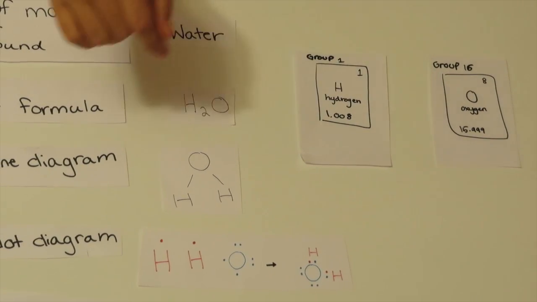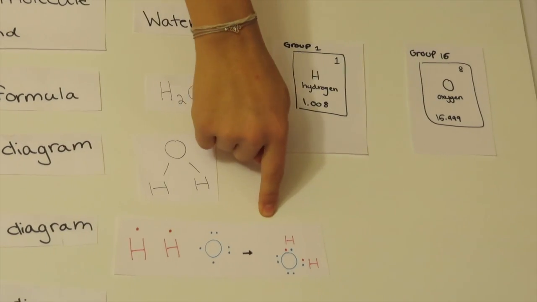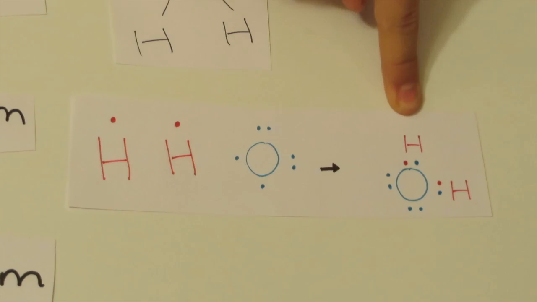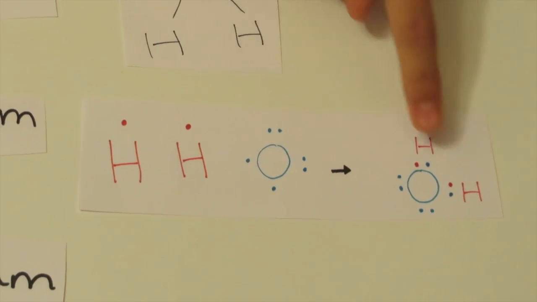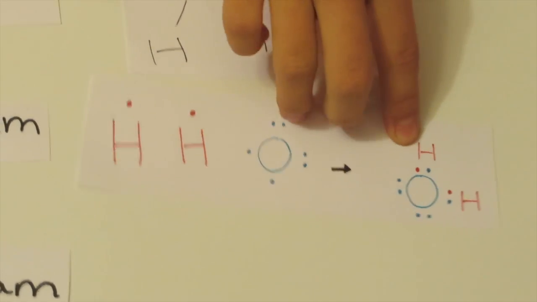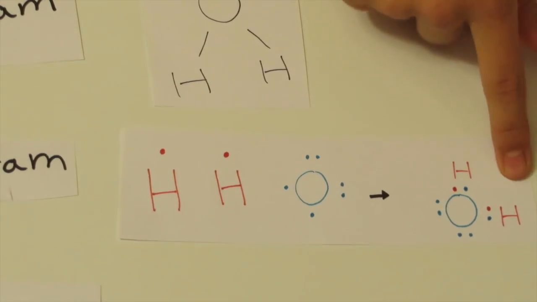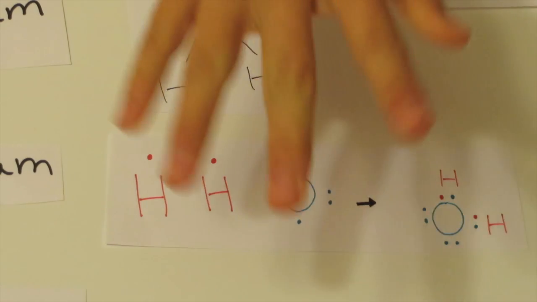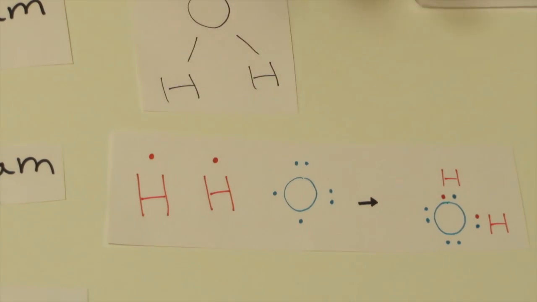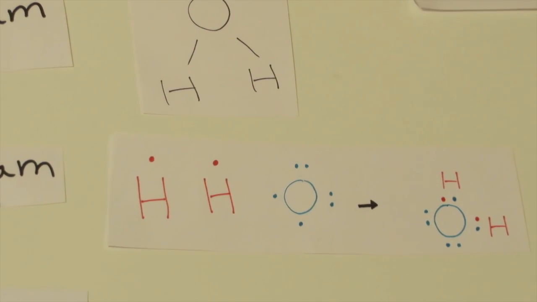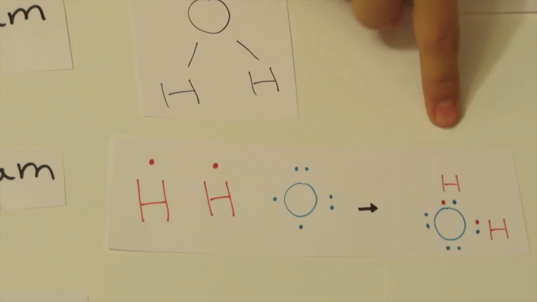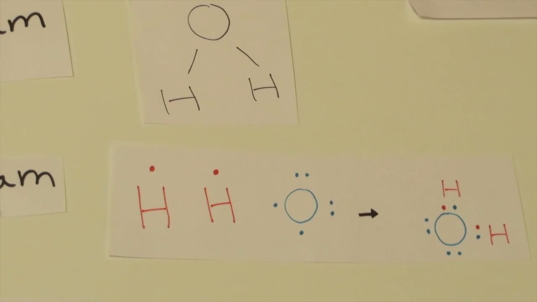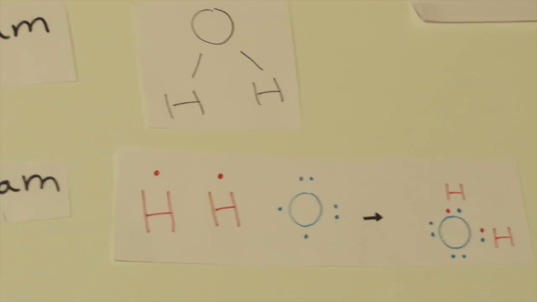6 valence electrons. When they combine, the hydrogens share their electron with the oxygen, and the other hydrogen shares their electron with the oxygen, which makes the oxygen have 8 valence electrons, so the oxygen is happy, and each hydrogen has 2 valence electrons, which makes the hydrogen happy as well.